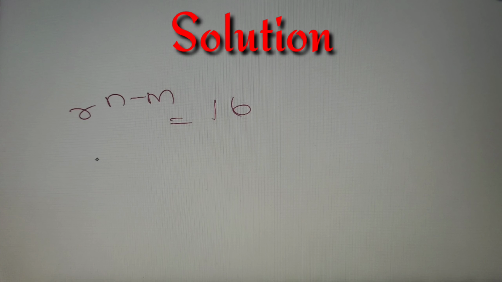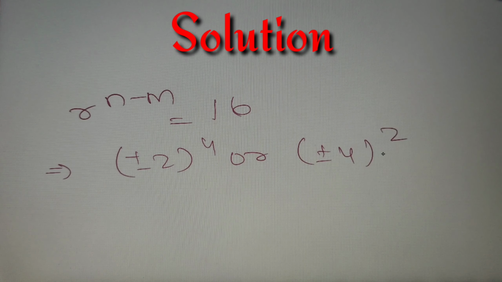So according to our last step, we have got that r^(n-m) is equal to 16, and according to the given question, r is an integer. So 16 can be broken as (±2)^4, or it can be broken as (±4)^2. Now we have to find the minimum value of r + n - m, so we have to take the minimum value of r and n.